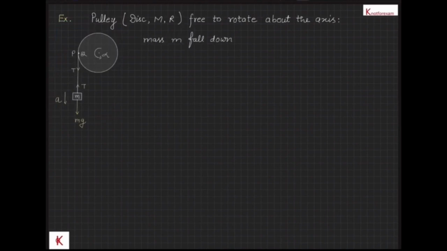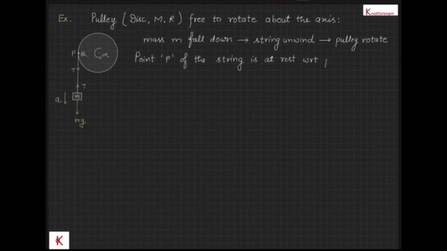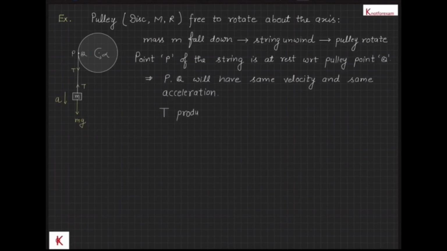Let's see another example. There is a pulley in the form of a disc of mass m and radius r which is free to rotate about its axis. A string is wrapped on the disc and its free end is attached to a mass m in the vertically downward direction. When mass m falls down, the string will unwind and the pulley will rotate. Since point P of the string is at rest with respect to pulley point Q, P and Q will have the same velocity and same acceleration. Also the tension T in the string produces torque which produces angular acceleration α, and since the string does not slip over the pulley, the acceleration of points P and Q and also the acceleration of mass m will be the same, equal to rα.